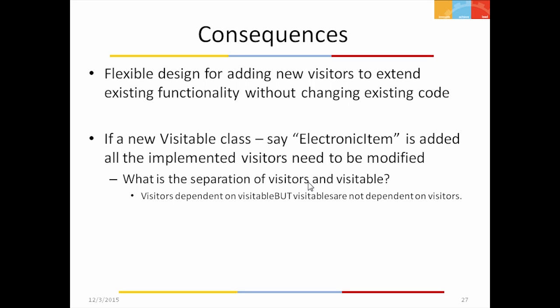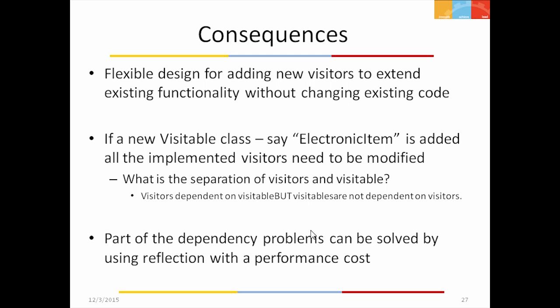So visitors actually are dependent on visitable. In this case, if you add a new visitable class, the visitor is impacted. But visitable, which in this example is a new electronic item, will not be dependent on the visitor. So visitable are decoupled from visitors.